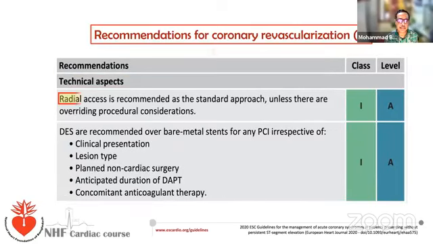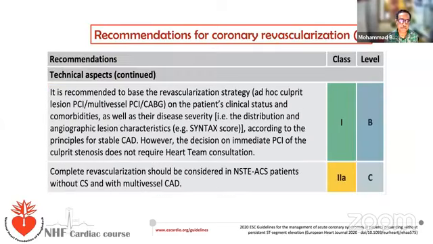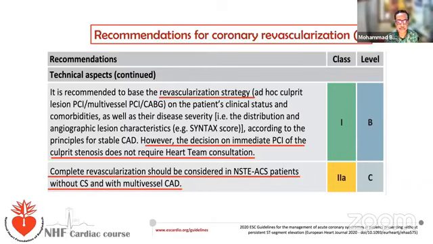There are some technical aspects. Radial access is again recommended, and DES is recommended over bare metal stents for any condition. Regarding revascularization strategy, that is ad hoc culprit lesion PCI or multivessel PCI or CABG, it should be based on the patient's clinical status, comorbidities, and disease severity. But the decision on immediate PCI of the culprit stenosis doesn't require heart team consultation. And again, complete revascularization should be considered in non-ST-elevation ACS patients without cardiogenic shock who have multivessel coronary disease.